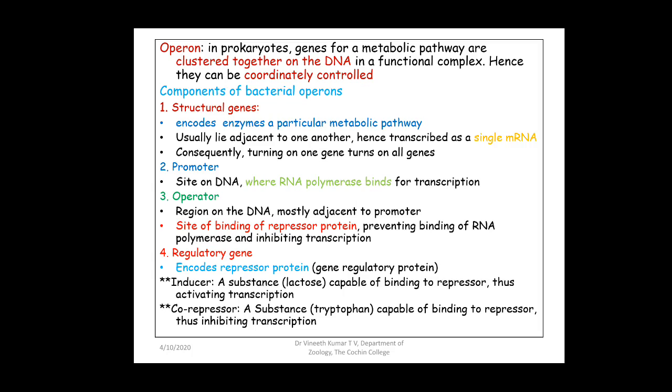And coming to some other two important terminologies which we'll be discussing further, which are inducer and co-repressor. An inducer is a substance which is capable of binding with the repressor, thus activating transcription. That means when this particular inducer binds to the repressor, the repressor cannot bind to the operator. So there is no block for the RNA polymerase, hence transcription occurs.